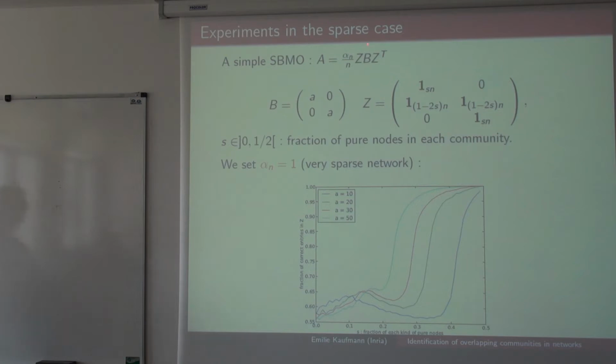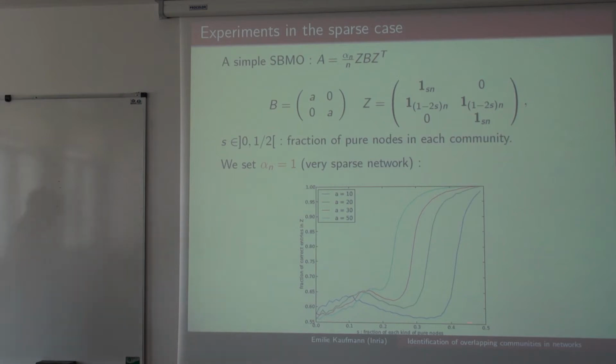We proved that the algorithm works when alpha n is much larger than log n. Here we set alpha n equal to 1, which corresponds to a sparse case. So we tried combinatorial spectral clustering for different values of S, again by varying the amount of overlap present in the network. We also tried it for different values of A, which gives a different curve each time.